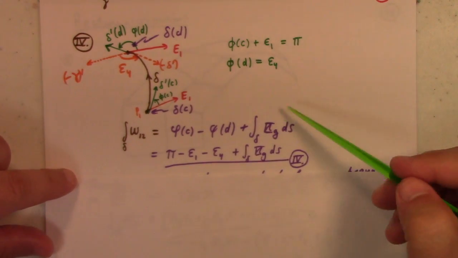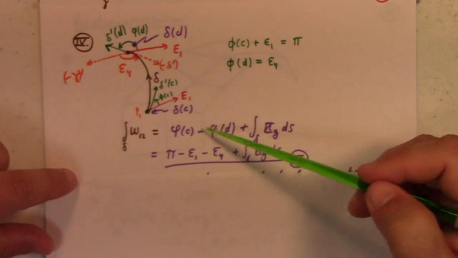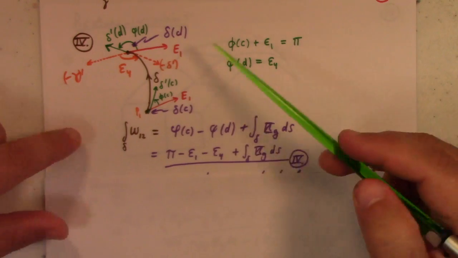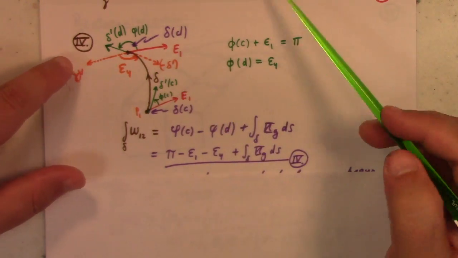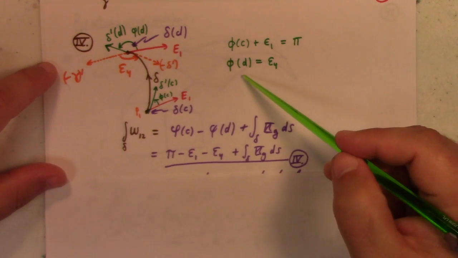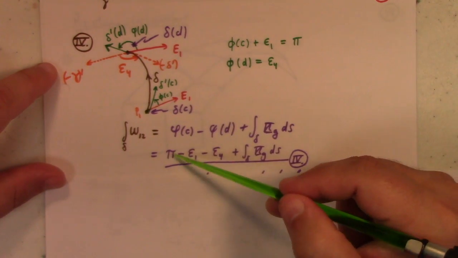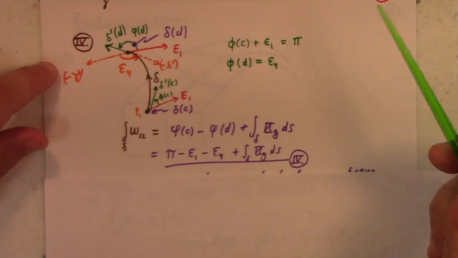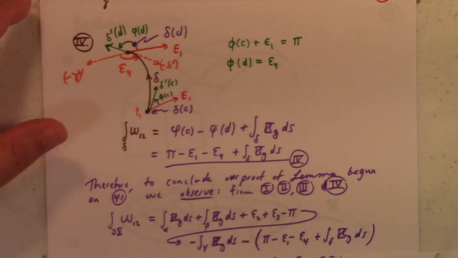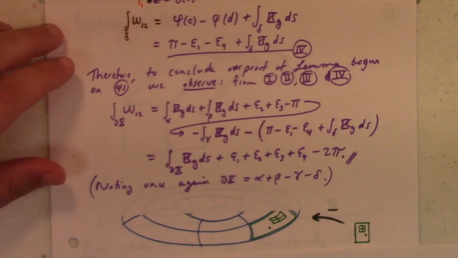So there, of course, we have the integral along delta of the geodesic curvature, but we also have the difference in the phi angle, which the phi up here is like this. And so it's pi minus epsilon 1. Up here we have phi of d is epsilon 4, so we end up with pi minus epsilon 1 minus epsilon 4.